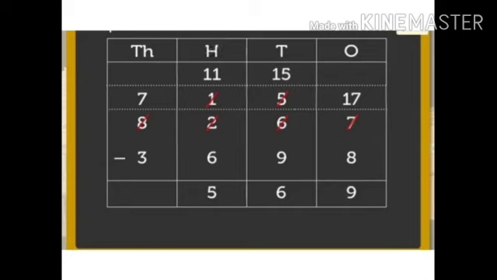Step 4. 7 is greater than 3. So, 7 thousands minus 3 thousands is equal to 4 thousands. Write 4 under the thousands column. Therefore, 8267 minus 3698 is equal to 4569.